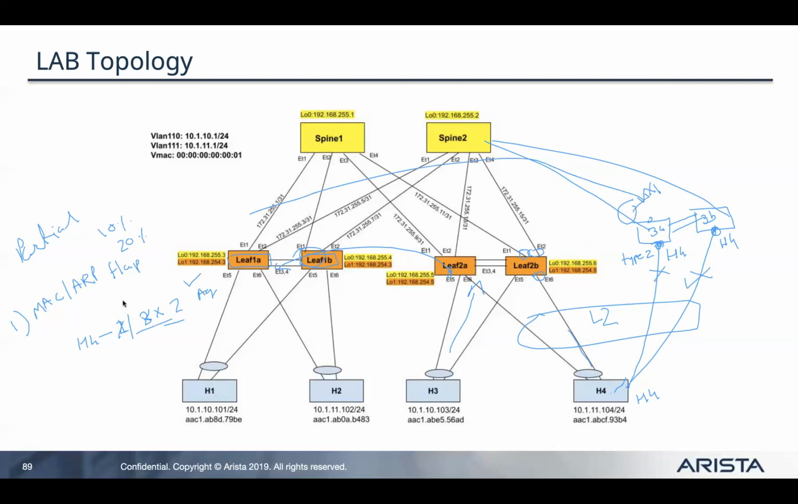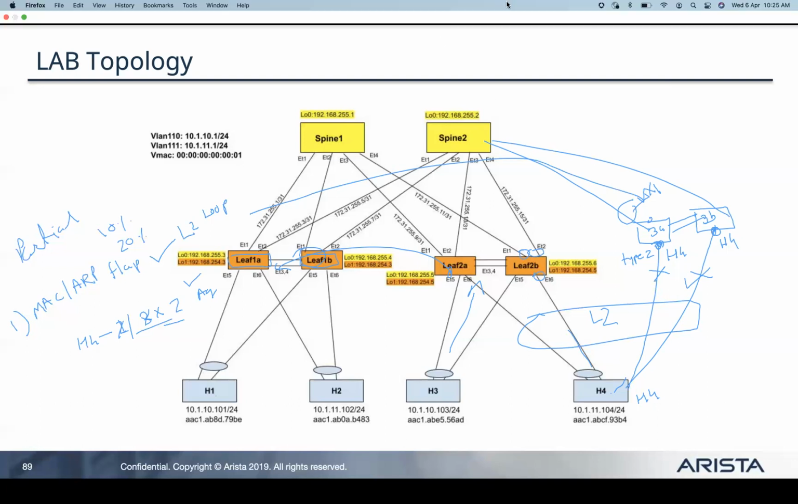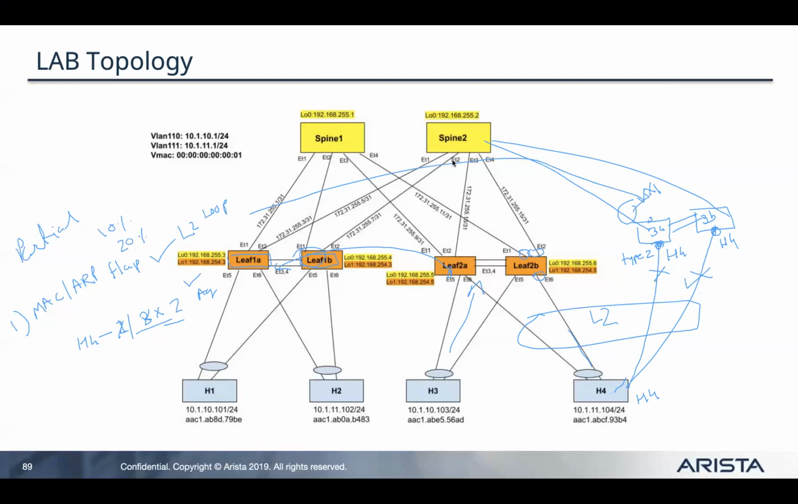So yeah, this is one reason, right? MAC and ARP flap, or basically an L2 loop, which can cause this intermittent packet loss, right? Is it clear? Any question? Or does anyone want to add anything? Or if this is not clear, yeah, go ahead.